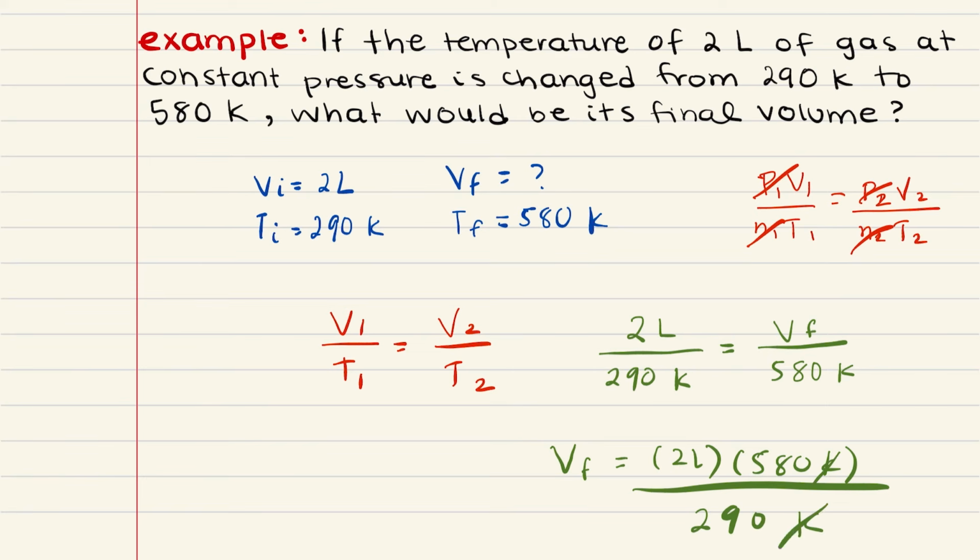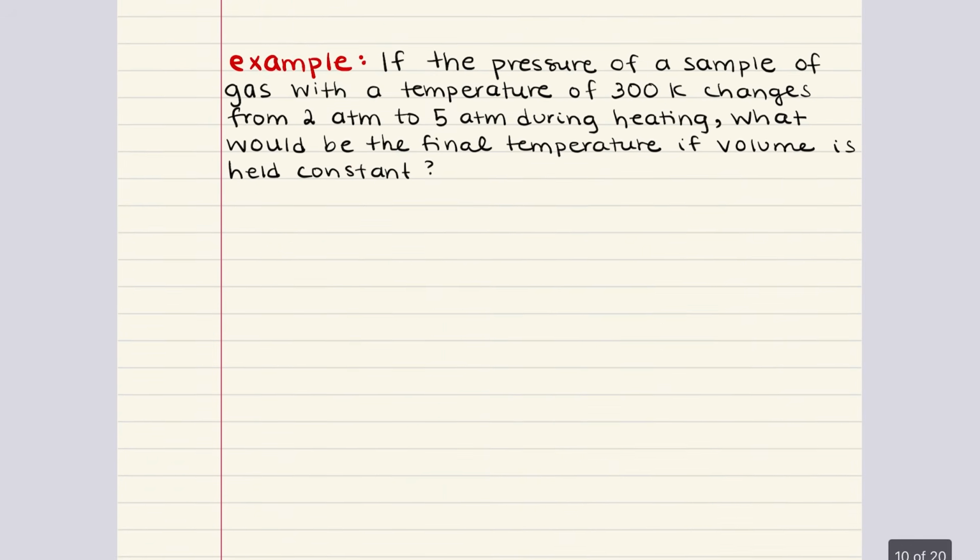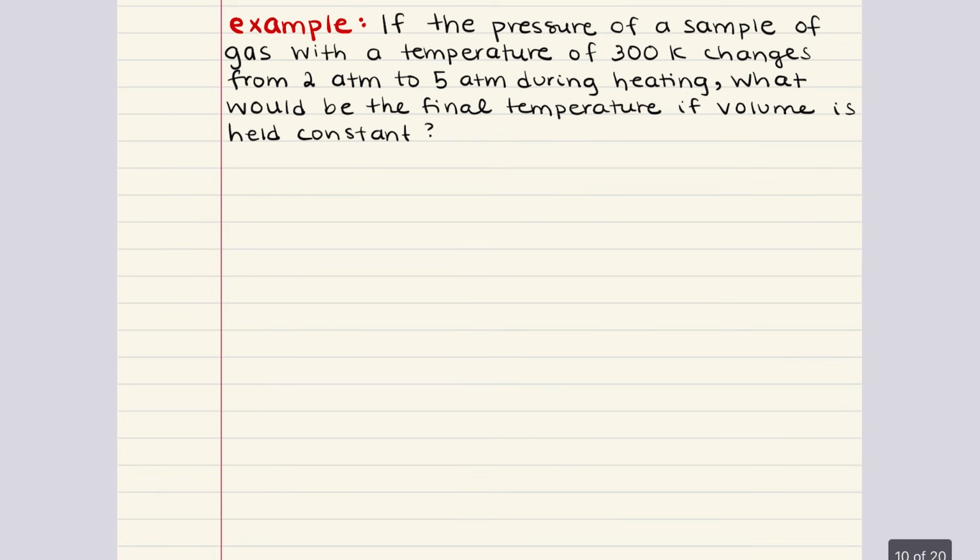Now the unit Kelvin cancels out. Now we have 2 times 580. This is going to give us 1,160 in the numerator. And then we have 290 in the denominator. This is going to be about 4 liters. So our final volume here is going to be 4 liters. All right, one more practice problem before we move into our next objective.